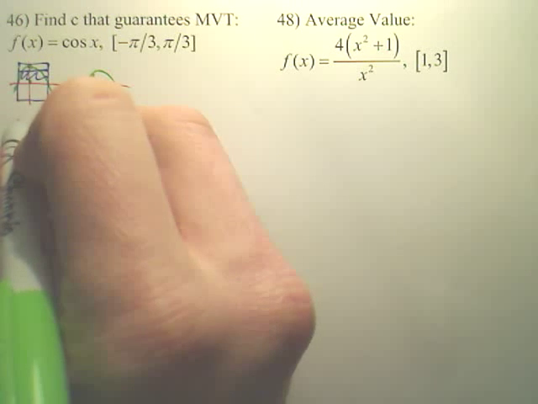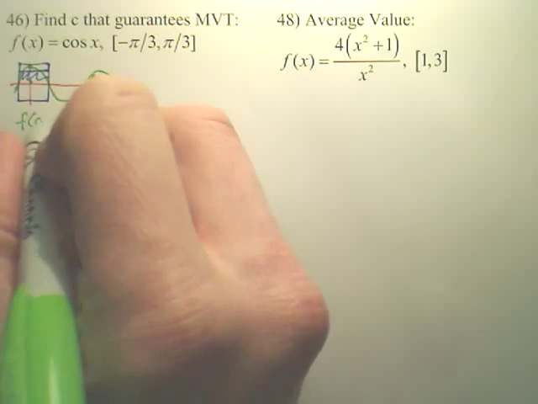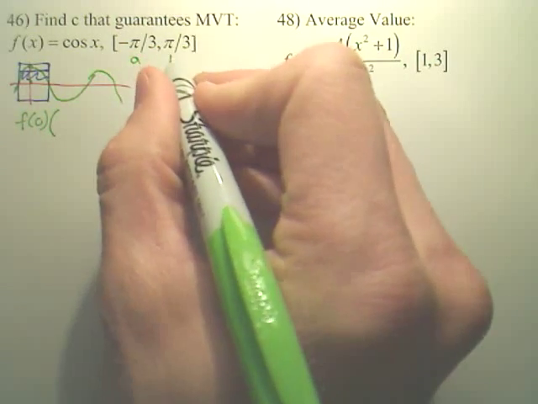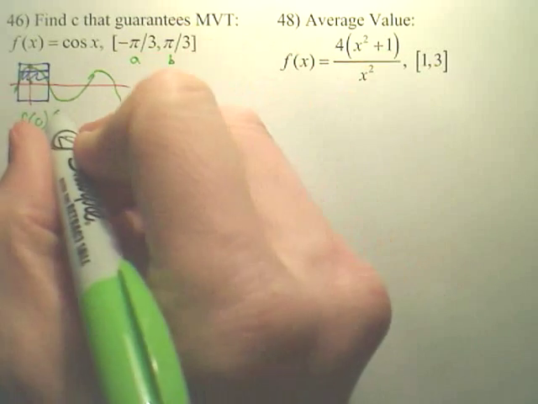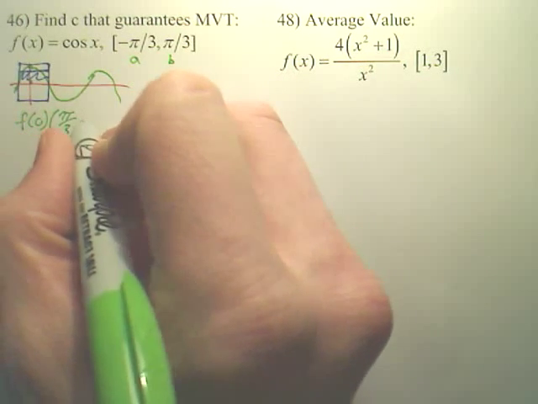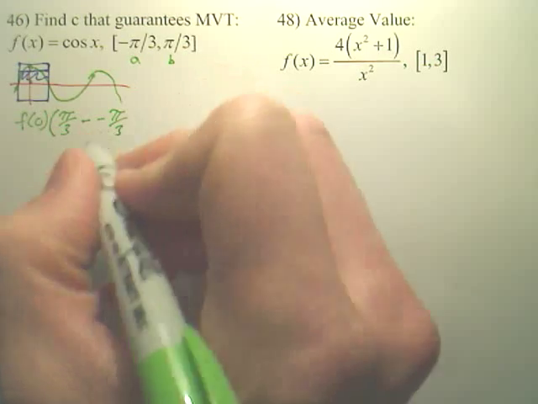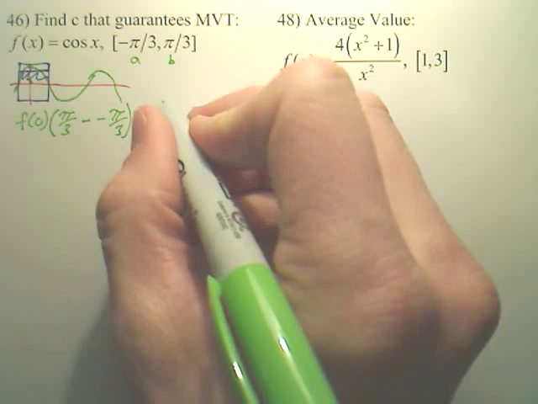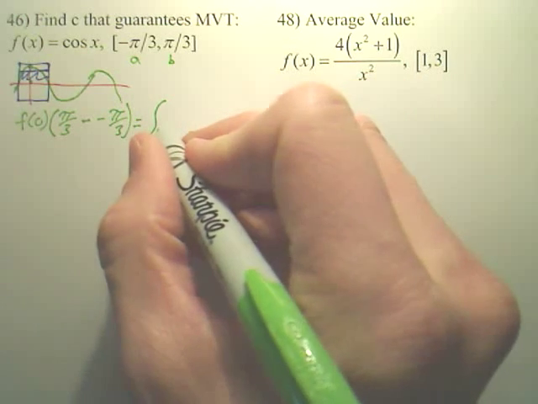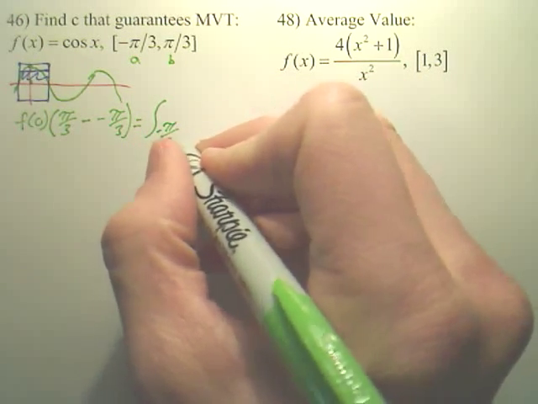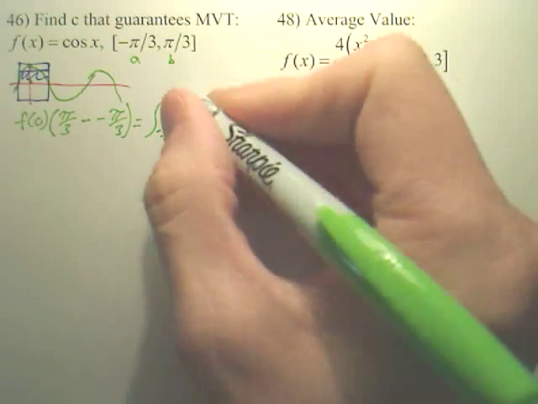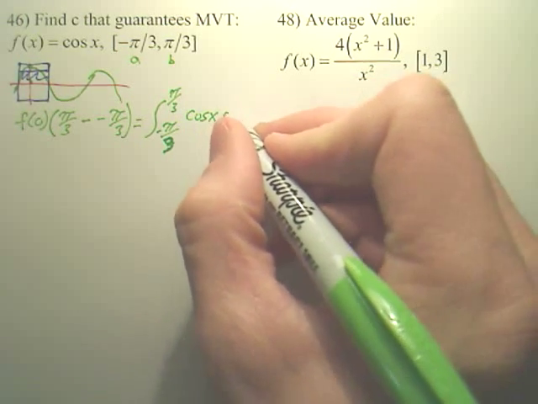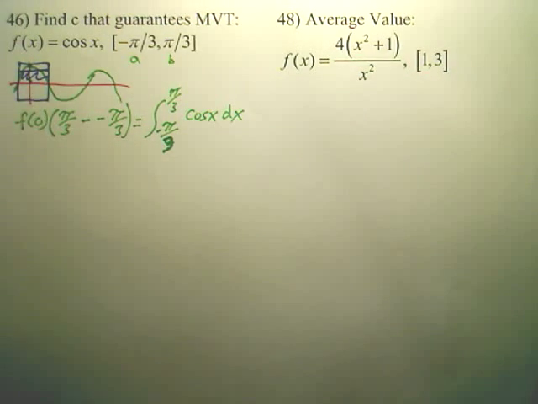The way we do that is we're looking for f of C as the first step. You multiply f of C by b minus a. This is a, this is b. So it's going to be pi over 3 minus a negative pi over 3 equals the integral from a to b of f of x dx. So this is what we're solving for.